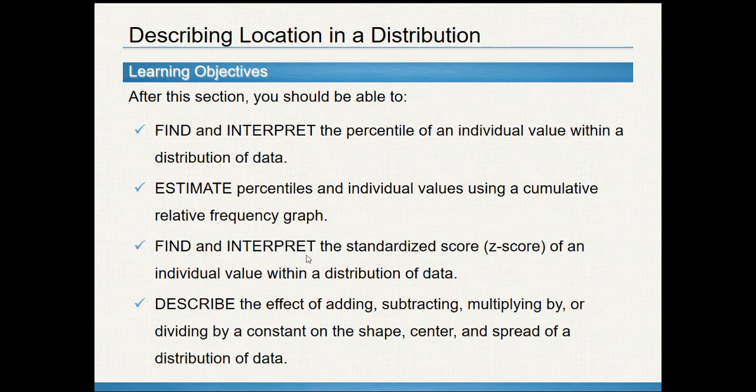Okay, so some learning objectives for this section. We want to find and interpret the percentile of an individual within a distribution of data. We want to estimate percentiles and individual values using a cumulative relative frequency graph. We want to find and interpret the standardized score, which is called a z-score, of an individual value within a distribution of data. And we want to describe the effect of adding, subtracting, multiplying by, or dividing by a constant on the shape, center, and spread of a distribution of data.